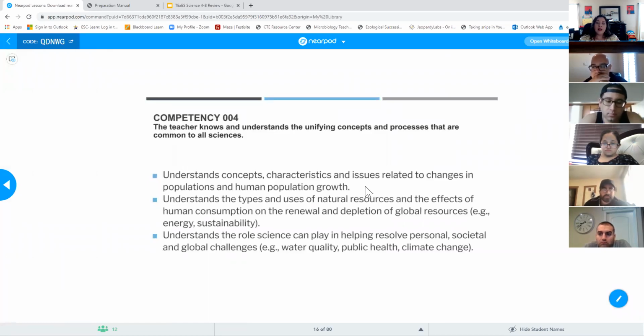So then with competency 4, they also need to understand the concepts, characteristics, and issues related to populations and human population growth. And then understand natural resources, right? So in the world, we have a lot of natural resources, and a lot of these things we will cover in specific concepts, but students just need to understand that a lot of the stuff that we cover is not something that's just in the science classroom only, but that it's happening in the real world around them. Okay, so that's really what this competency is referring to.